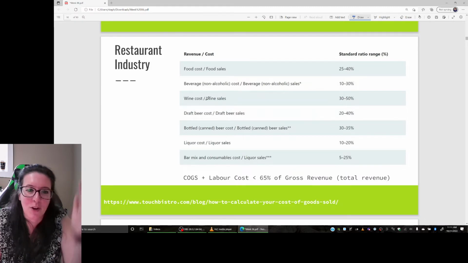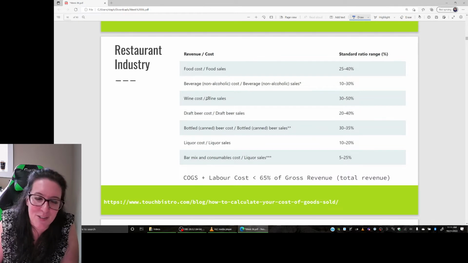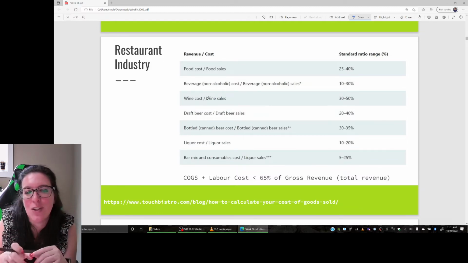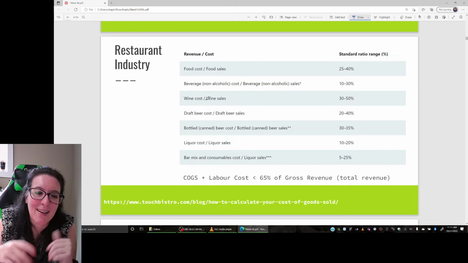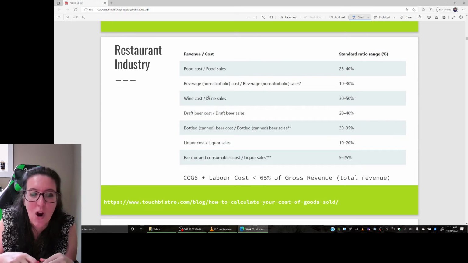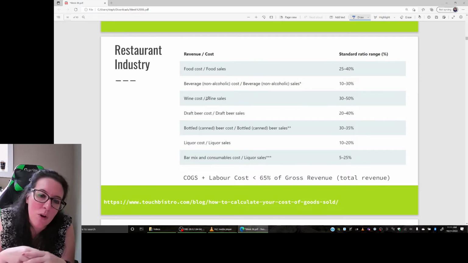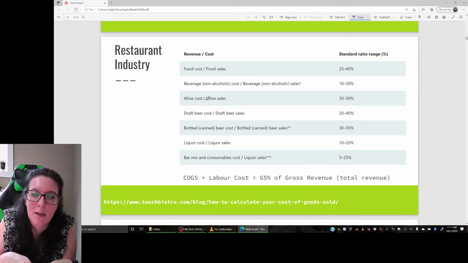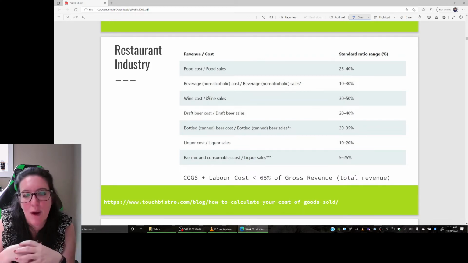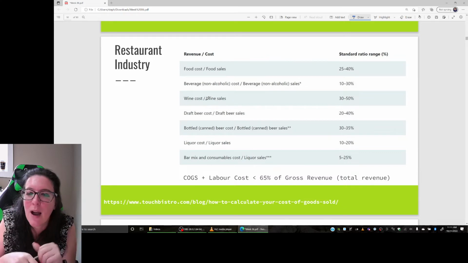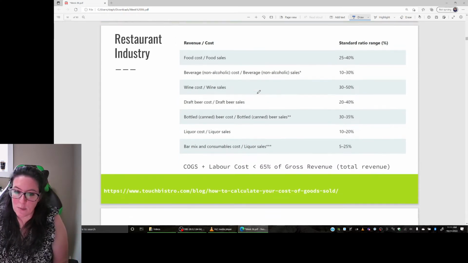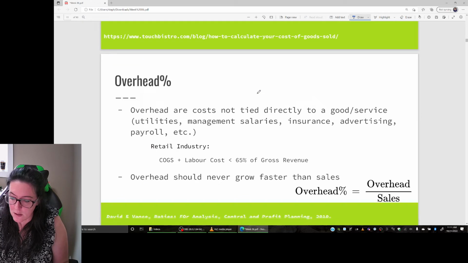So of course you want your cost to be lower as a percentage of sales so you can keep more profits. If we take our cost of goods sold, so all the costs tied to the units of production, and we add any additional labor costs that are not tied to production, so that would be like upper management, then in the restaurant industry and in retail, it should be less than 65% of your gross or sales revenue. So you can compare how your organization is doing in terms of these benchmarks.